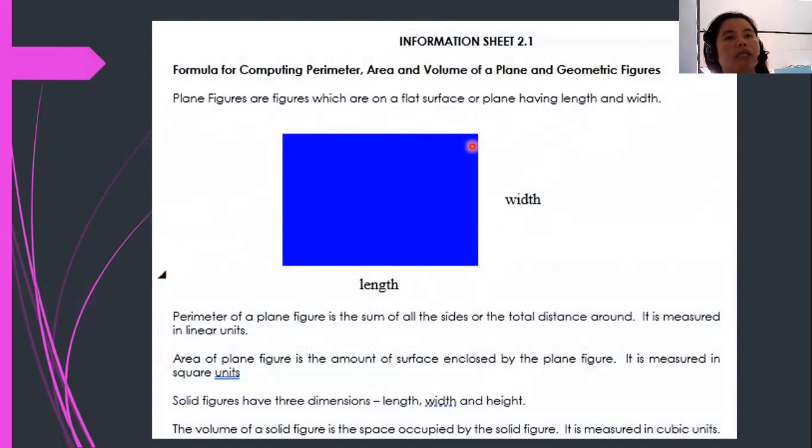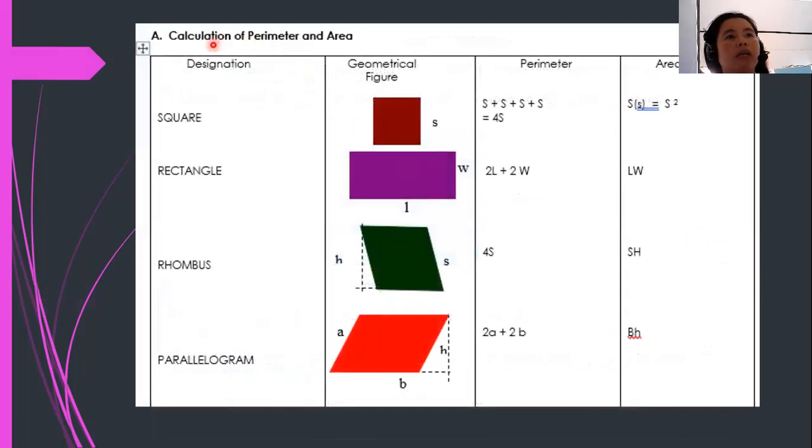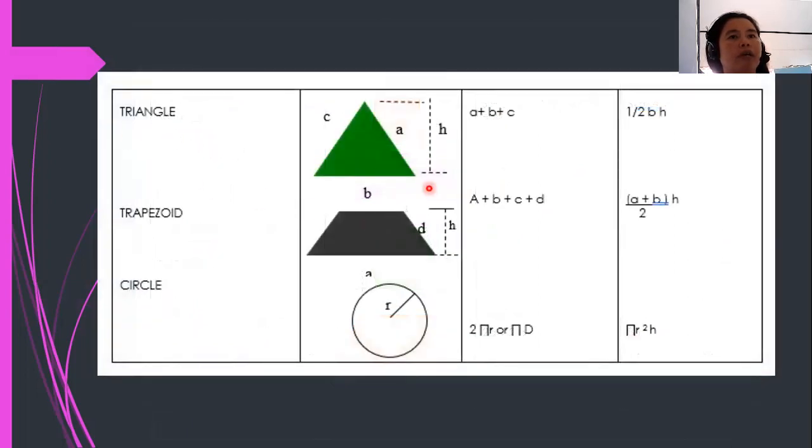So these are the rectangular shapes wherein there is a width and length. You can read the information about this. This is the calculation of perimeter and area for plane figures and geometric shapes, with the formulas of perimeter and area. Then for the triangle, trapezoid, then circle.